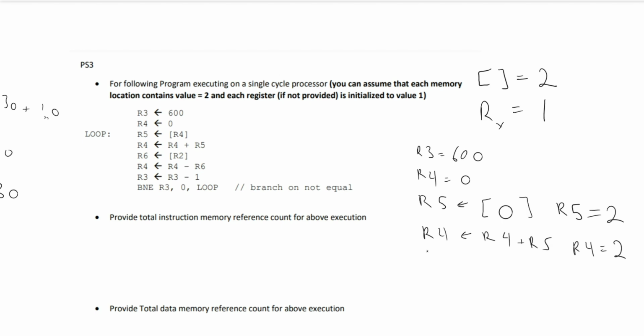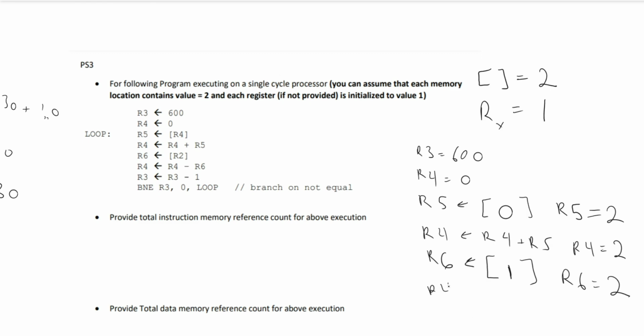And then R6 gets whatever's in R2. We didn't put anything in R2 yet, right? So that means it's a default value of 1. So we have to go to address 1 in main memory. And I don't think we stored anything in address 1. So R6 is also a 2, because anything that wasn't specified has a 2 in it.